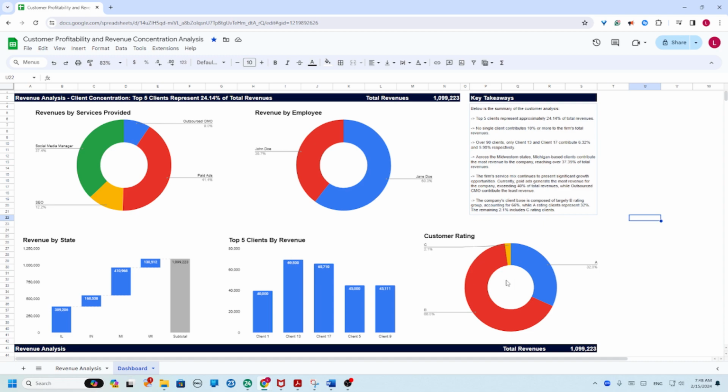And then you have your customer rating here. We know 66% are B clients, 32% are A clients, and then 2% are C clients. This gives us a little bit more confidence in terms of our client base. The goal should be moving B clients into A and C clients to B at least.